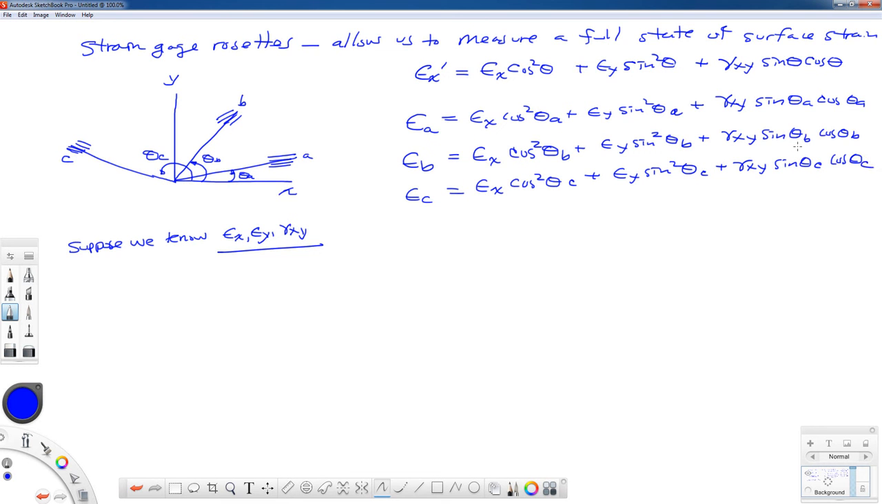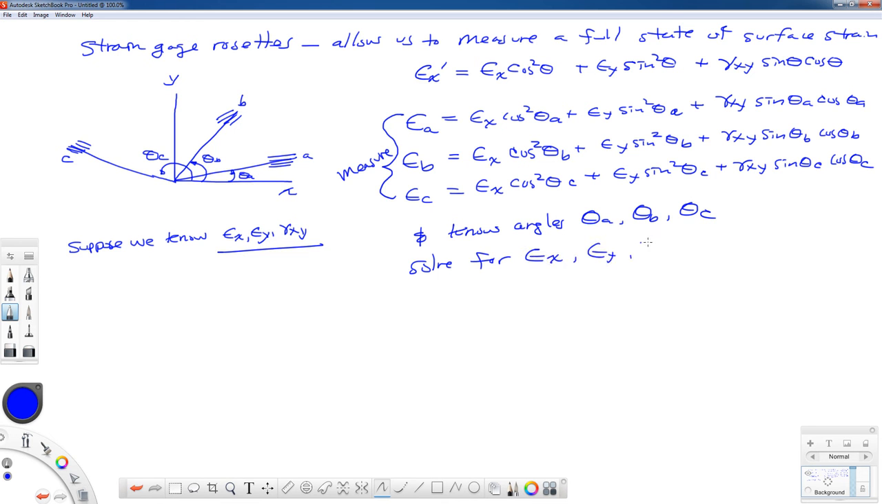Now let's think of this the other way around. Suppose I don't know what those strains are, epsilon x, epsilon y, and gamma xy. But I can put these strain gauges on my component and I can measure the strain gauge readings. If we measure this left-hand side, and if we know the angles, then we can solve these equations for the three unknowns. That's how we can get a full state of surface strain.